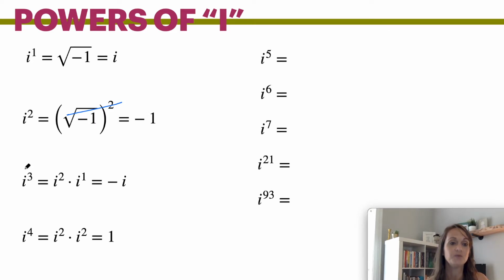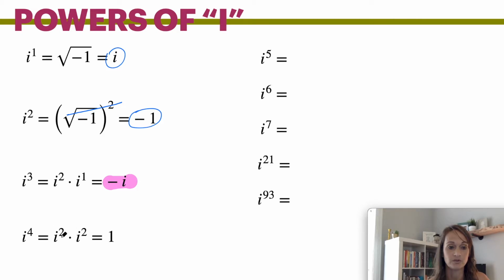i cubed is i squared times i, because remember, when you multiply, you can add exponents. 2 plus 1 is 3. So we know that i squared is -1, and we know that i is just i. So -1 times i is how we get -i.